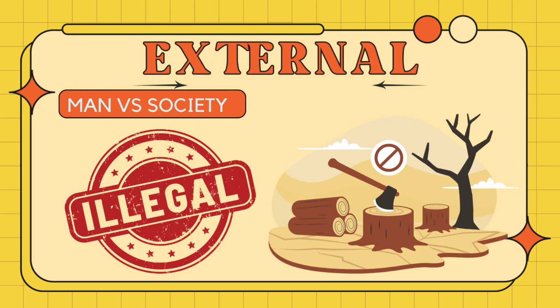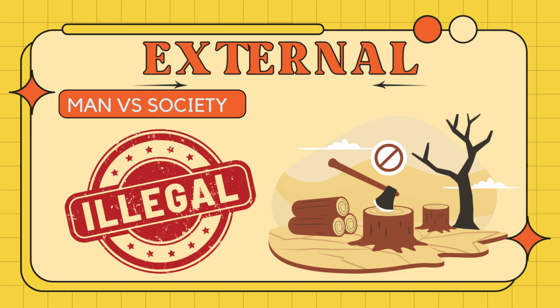Also, some people cut down trees without permission. That is what we call illegal logging. When trees are gone, the soil becomes weak. When it rains, floods and landslides happen. Imagine losing your home because of something that could have been prevented.